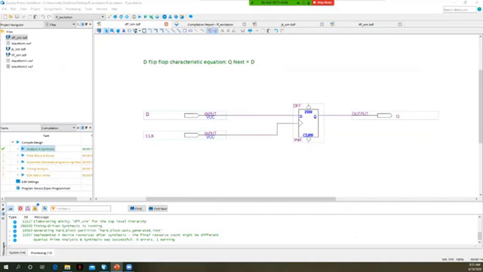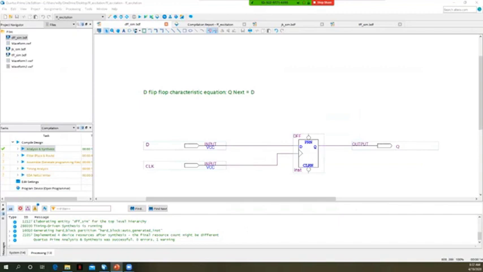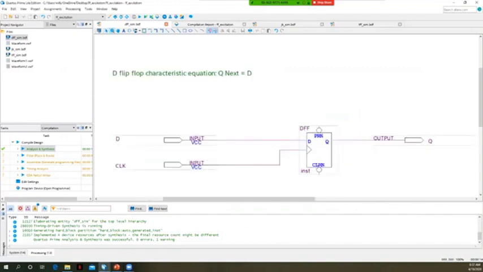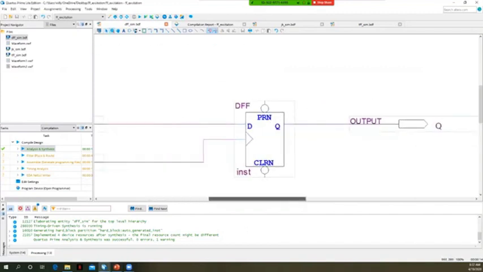Simulator. All right, so I've got a D flip-flop here from the library. If you go to insert symbol and type DFF, you get this particular D flip-flop. It has the input D. Maybe I can zoom a little bit more here. All right, D flip-flop, input D.